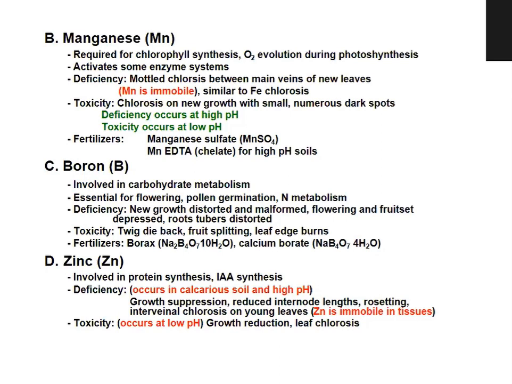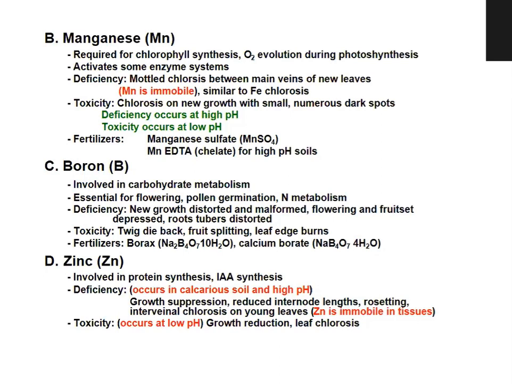The next micronutrient is boron. The role of boron: it is involved in carbohydrate metabolism, essential for flowering, pollen germination, and nitrogen metabolism. Deficiency is marked on new growth in distorted and malformed patches. Flowering and fruit set get depressed. Roots and tubers get distorted. Toxicity: quick dieback, fruit splitting, leaf edges get burned. These are certain toxicity symptoms of boron.